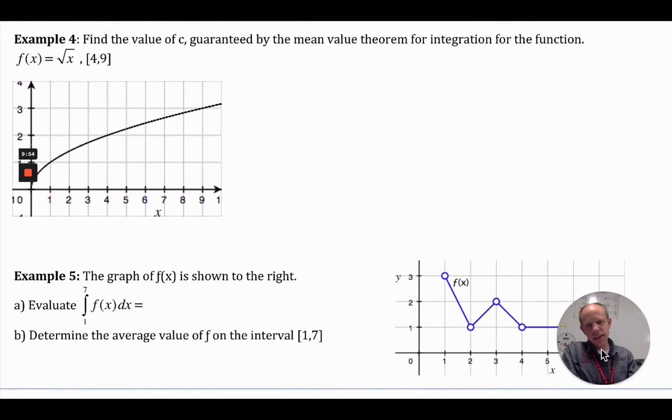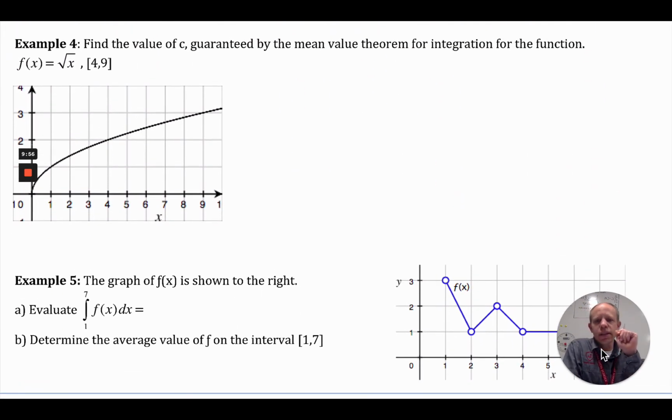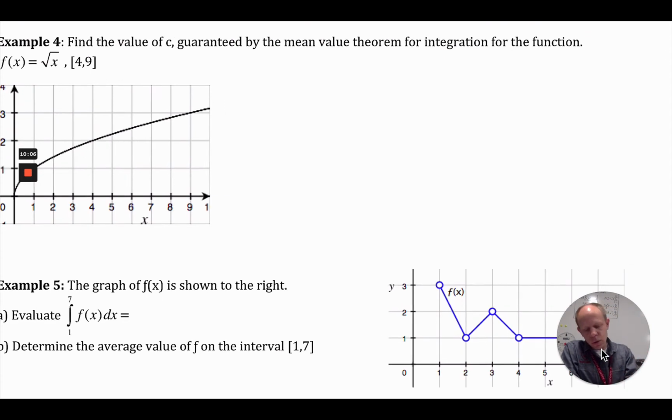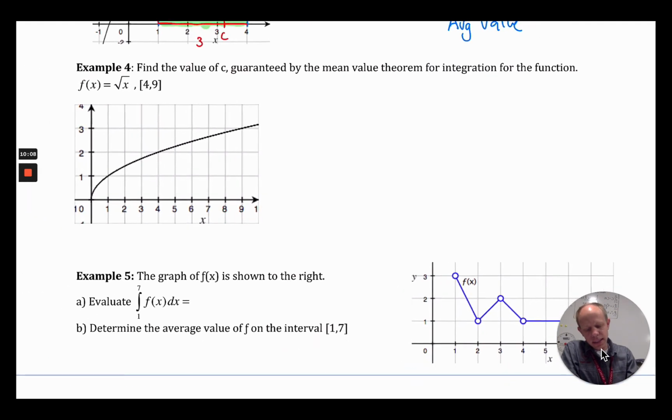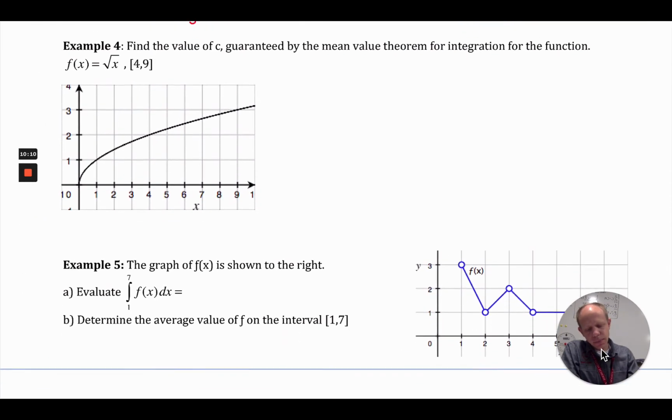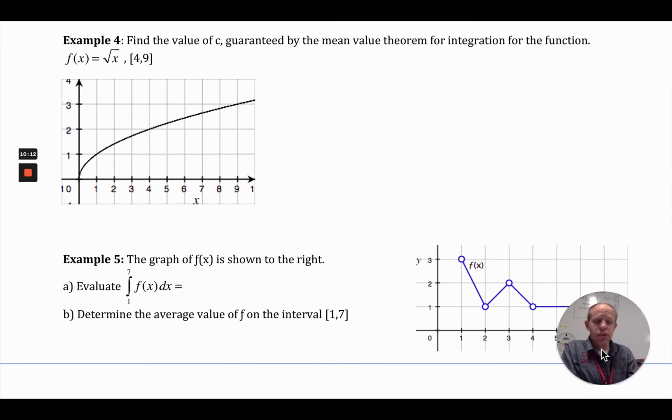Now, in the next example, it says, find the value of c guaranteed by the mean value theorem for integration for the function f at x equals the square root of x on the interval 4 to 9. So in this case, we don't want to find the average value. We actually want to find the value of c. And so to do this, we actually have to find the average value and then solve for C. So it's a little bit annoying, one extra step from what we did before.